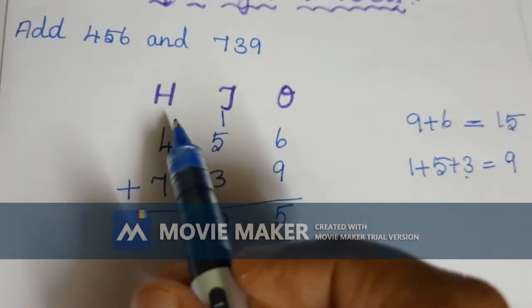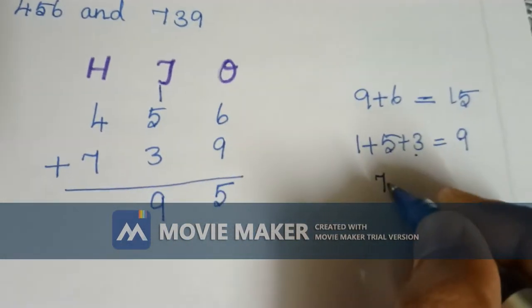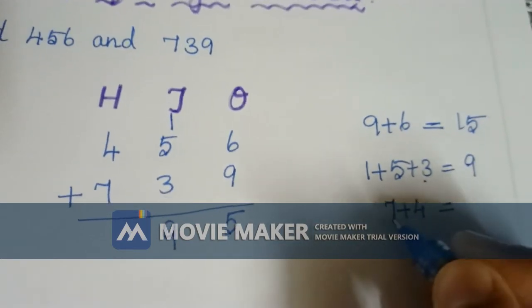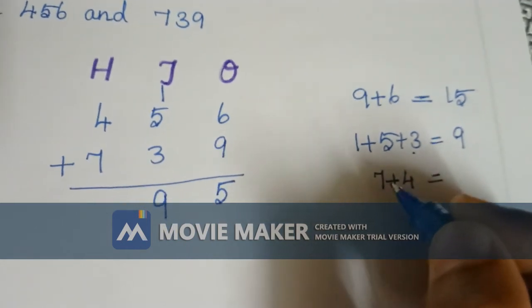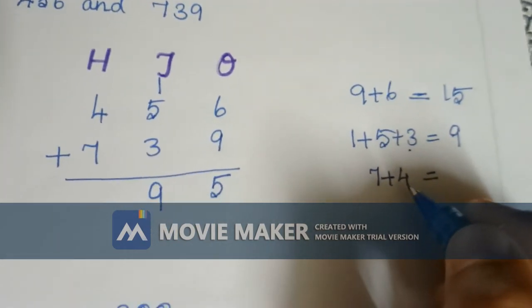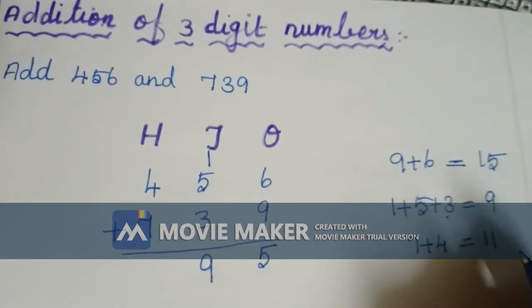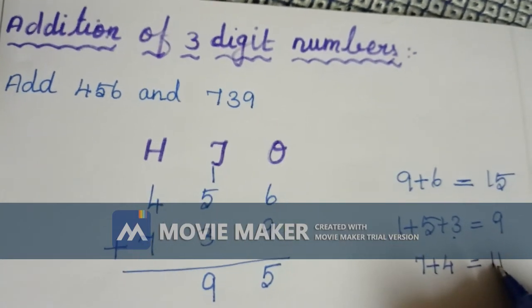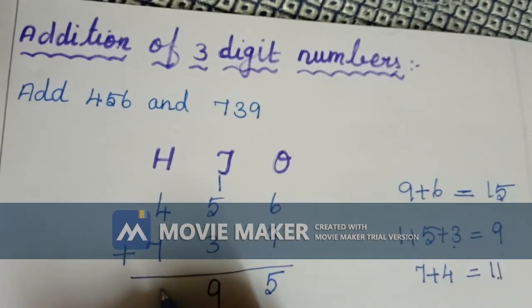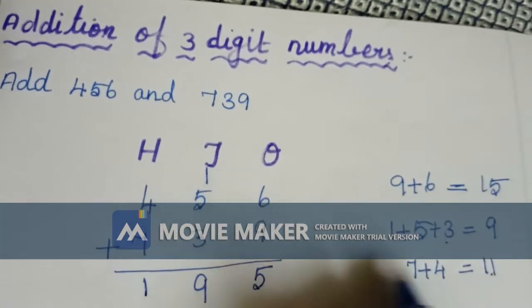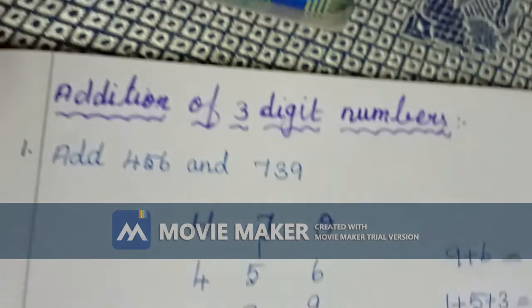Now the next step is to add the digits in the hundreds place. That is 7 plus 4. Here the bigger number is 7 and the smaller number is 4. So keep 7 in mind and take 4 on your fingers. 7 plus 4 gives us 11. So here 11 hundreds, that means 1 thousand and 1 hundred, so you can regroup this as 1 hundred and 1 thousand.